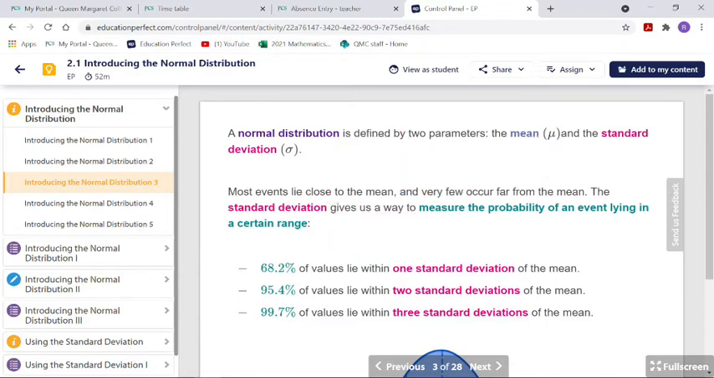Again, don't try to memorize those values. It's not going to make any difference. But there are some values you do need to memorize when you're talking about the normal curve.